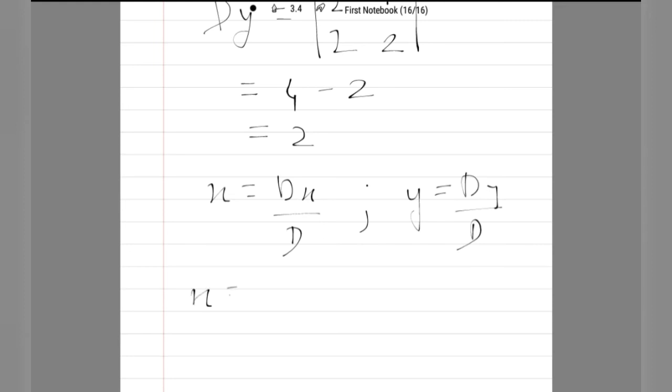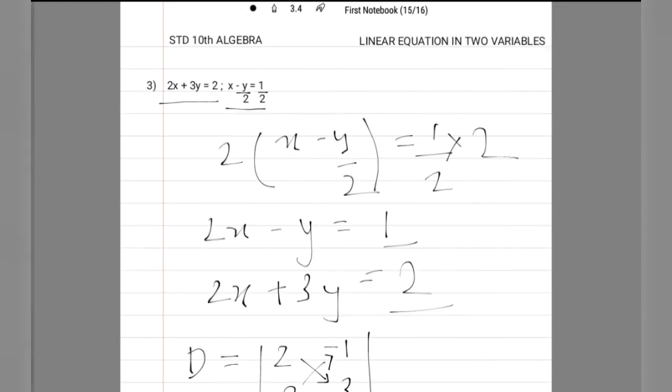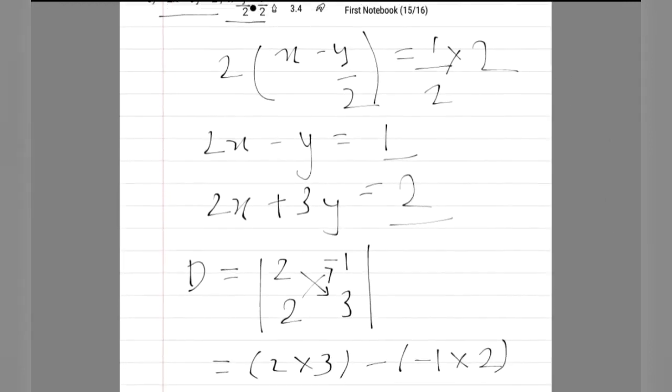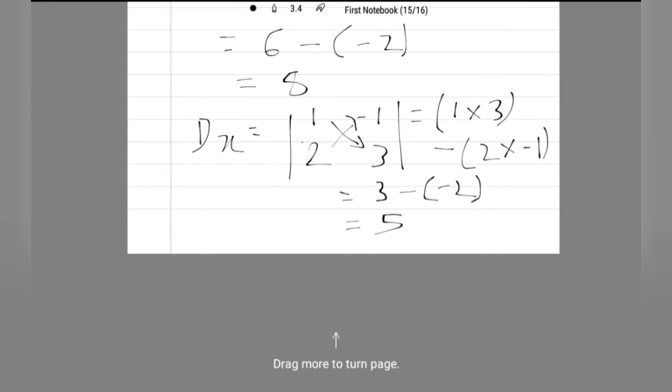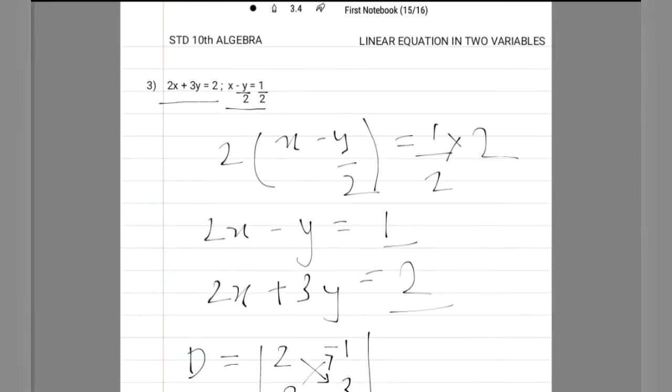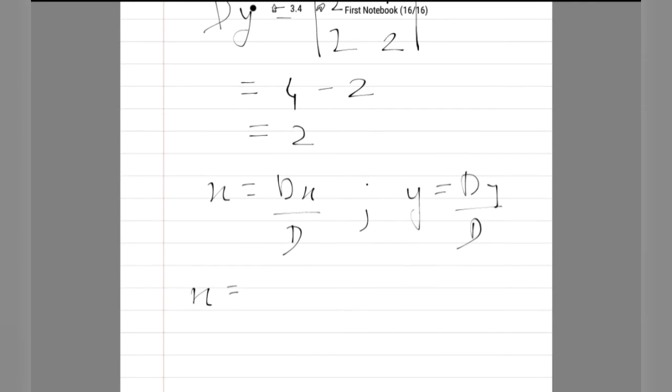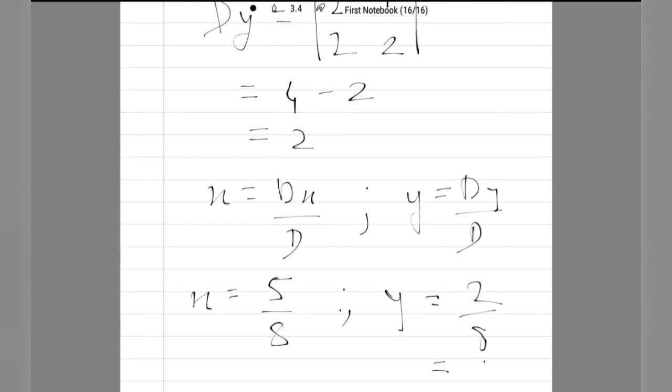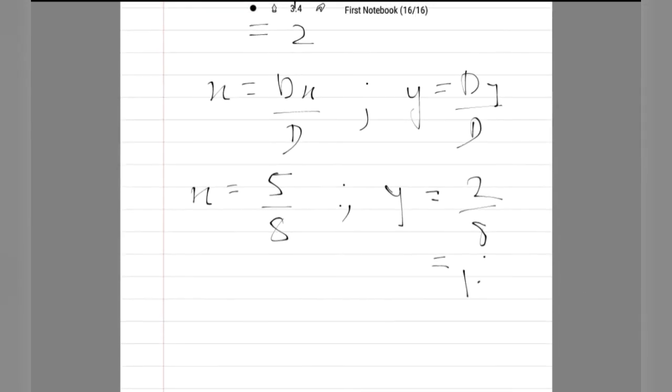So x is equal to dx. What was the value of dx? We got it as, wait just 2 minutes, okay, 5 and the value of d is 8. So we got the value of dx as 5 and d was 8. Again, substituting the value of dy, that is 2, and the value of d as 8, it can be reduced to 1 by 4. So this is how we find the values of x and y by using Cramer's rule.